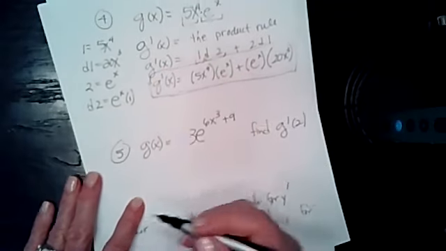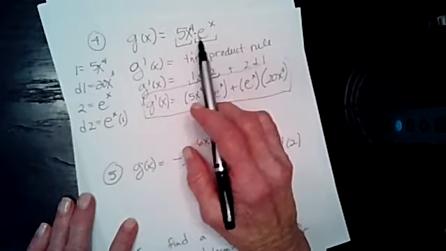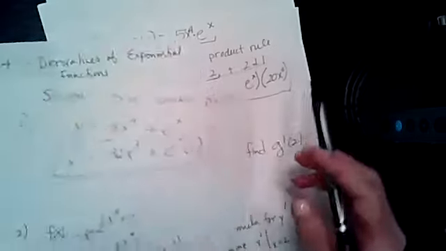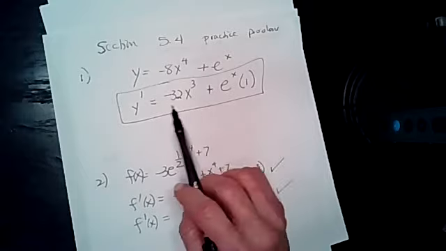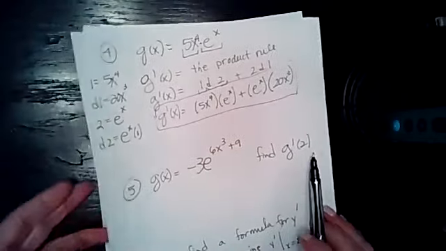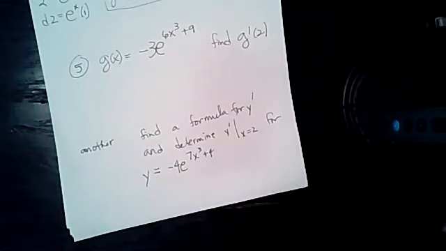Okay, product rule, because you had 5x to the fourth times e to the x. Two functions multiplied together and they both had x. Remember, this one was two functions of x, but they were added together, so we added the derivatives. When you multiply, you have to use the product rule. Okay, so now let's look at this one, number 5.